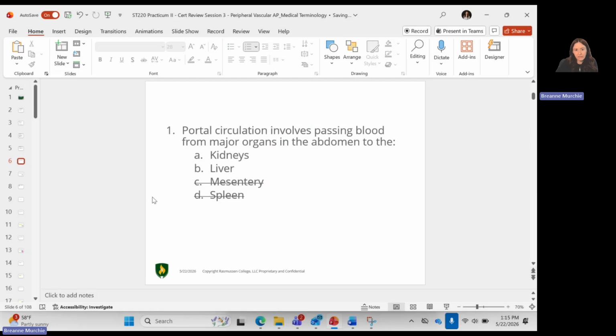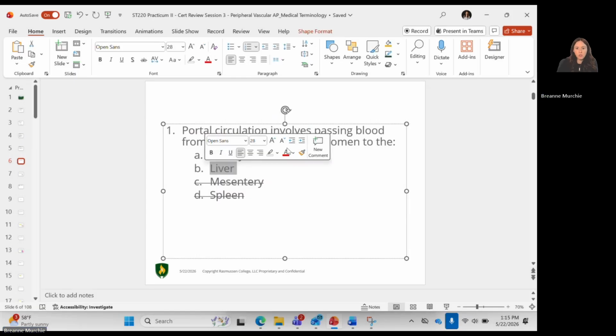I feel like kidneys and liver are the better options as far as why major organs would send their blood to a different organ other than the heart. So, yeah, I'm going to stick with liver here because of remembering the hepatic portal vein. That's going to be my answer.